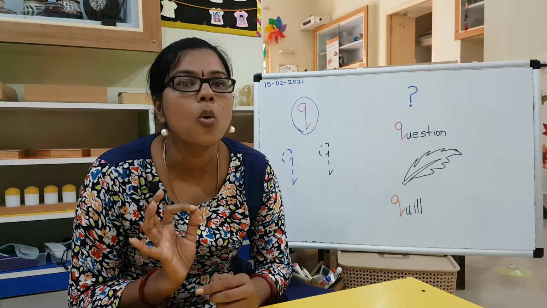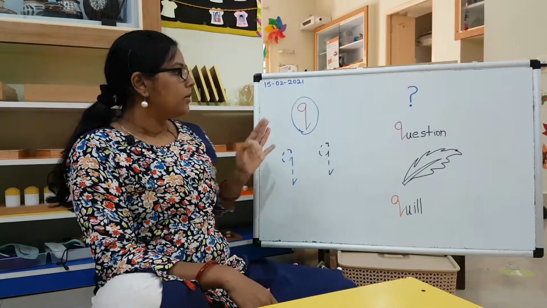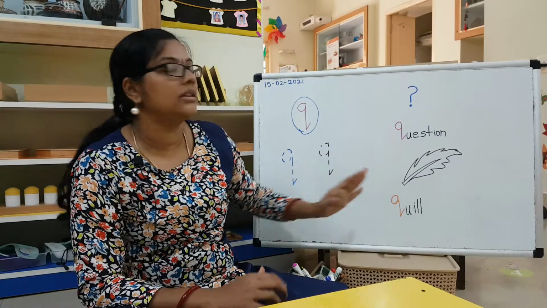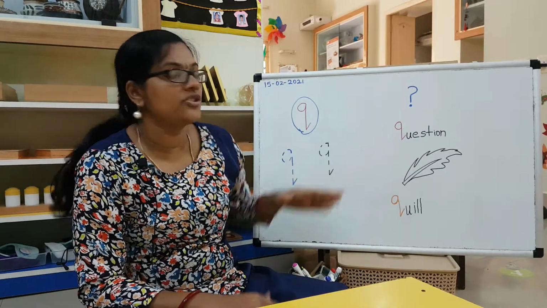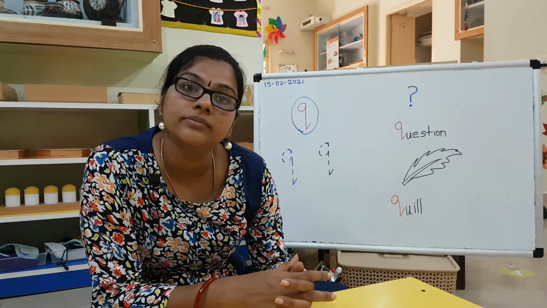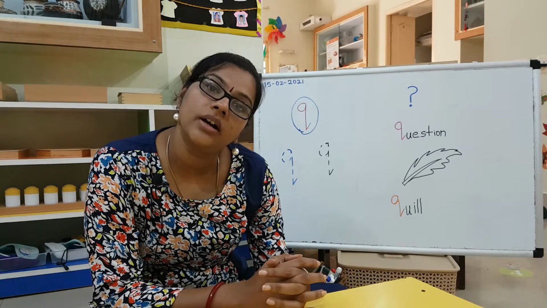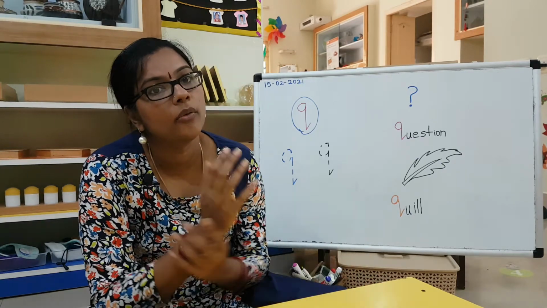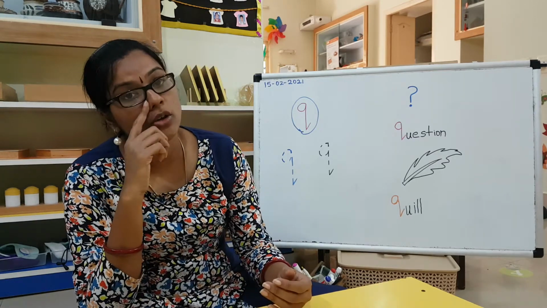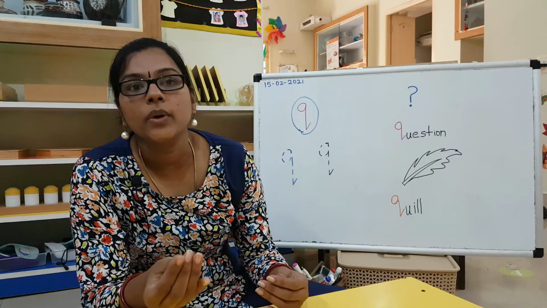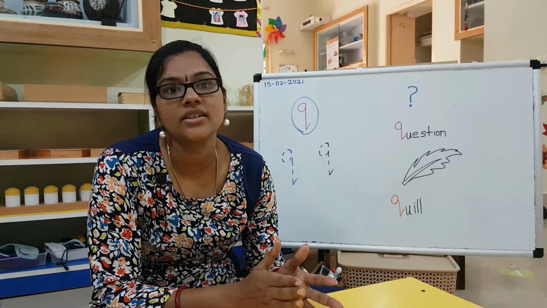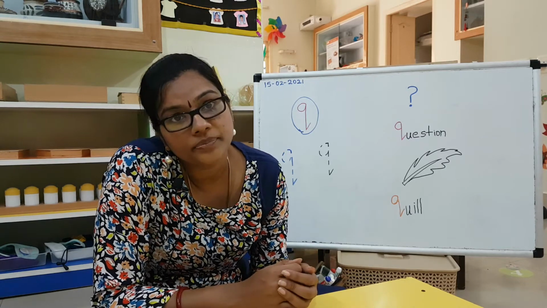Before getting to know how to trace and write qua, we'll see some words that have qua in them. Question. I have written here question. I asked somebody, say, Jessica, how are you today? Did you do your homework? Did you do your exercise activity in your worksheet? I am asking you a question. Yes, Jessica Kyle, did you write today?